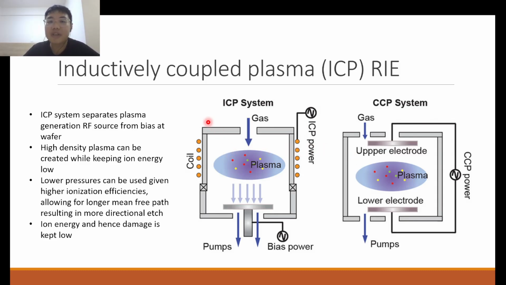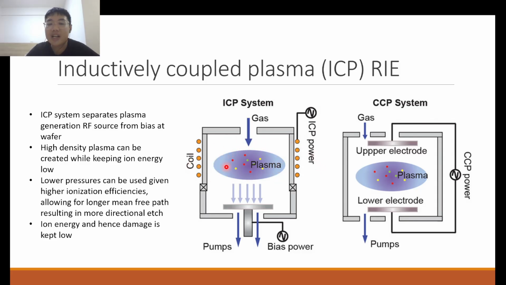So there's this idea of an inductively coupled plasma system, or ICP system, where the power that maintains your plasma is not directly connected to your wafer. We have a series of coils, let's say at the top of the machine, that generates the plasma, and a separate bias that's applied to your wafer.